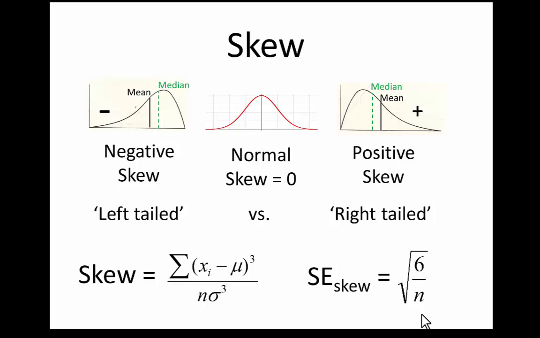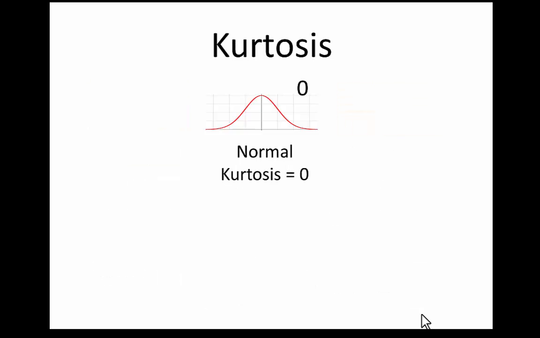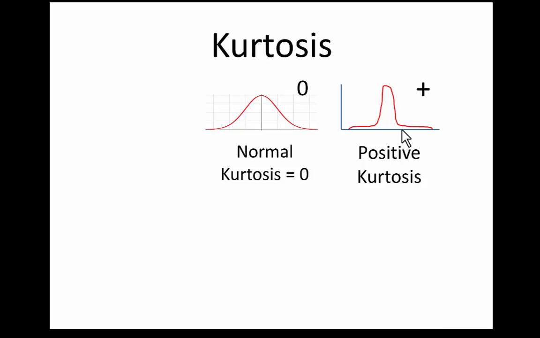Kurtosis is especially sensitive to outliers. It's calculated to be 0 for a normal distribution. Kurtosis is positive for distributions that have a longer than normal tail. For example, here we have a distribution where most scores are clustered near the middle, but there are tails that stick out on both sides.